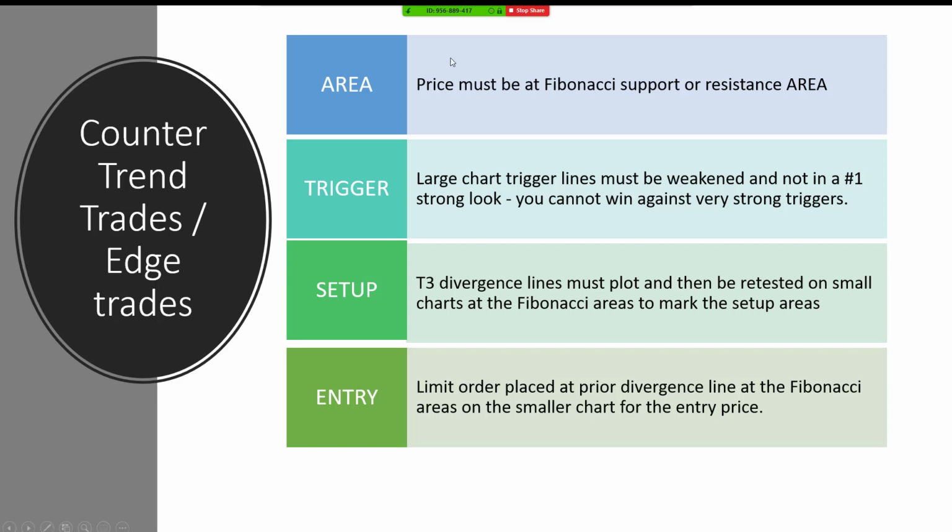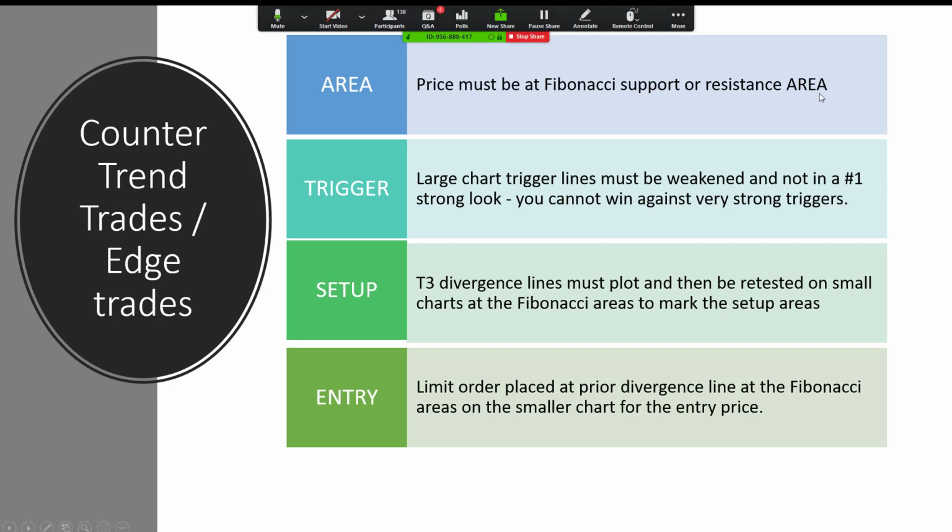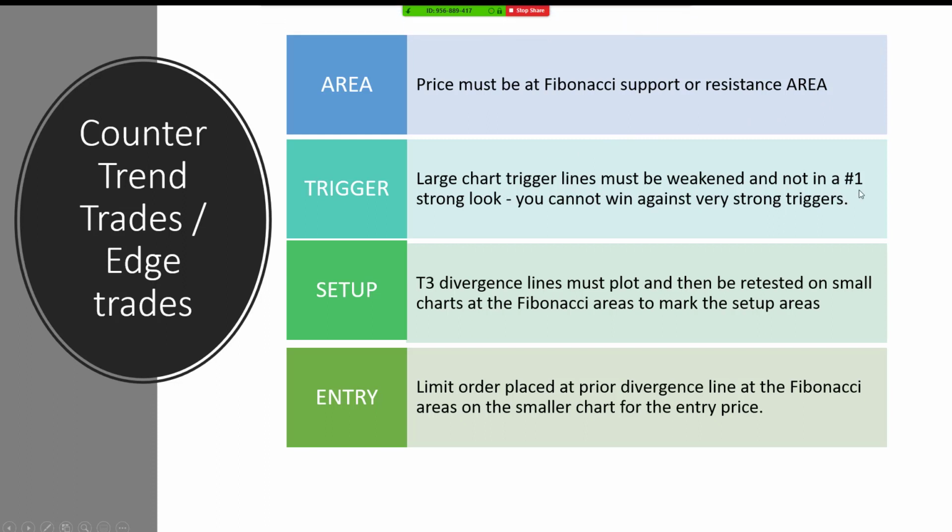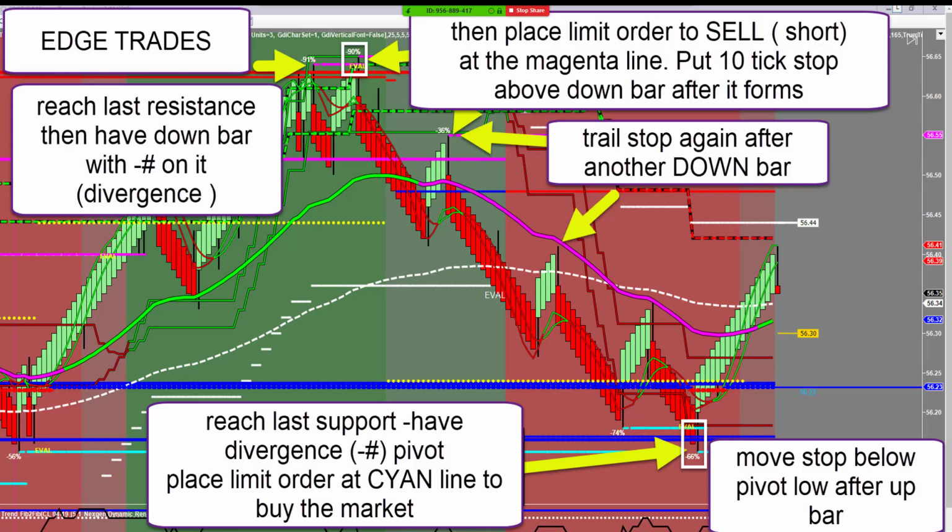You must be at Fibonacci support or resistance. The trigger lines must be weakened and not in a strong look because you'll almost never win against really strong triggers. We have divergence that plots, and then we buy or sell a double top or a double bottom. Same trade every time. So look, this is out of our trading plan. This is exactly what a trade looks like for us.